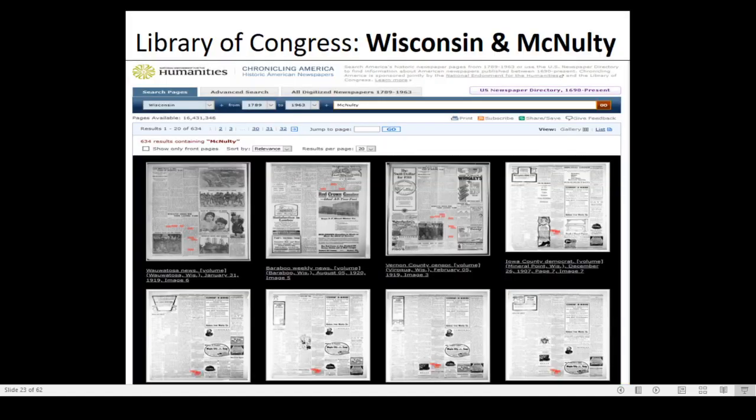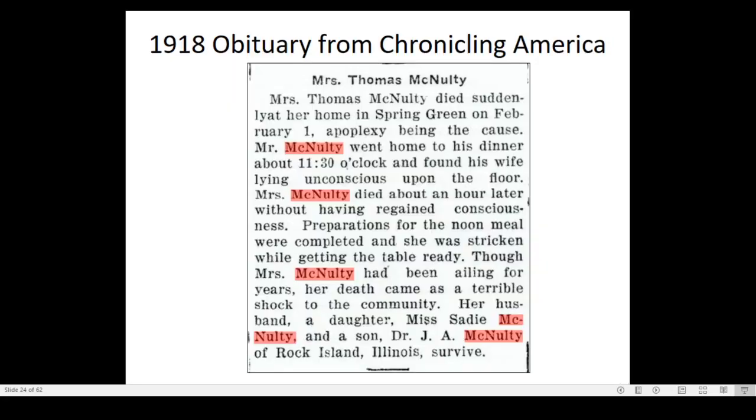So I decided to try a little bit of a search. I did Wisconsin and McNulty. My great-grandmother's maiden name was McNulty, and they lived in Wisconsin. And you can see each one that's got the red marks in there has information on Wisconsin and McNulty. So it's a good way to search.